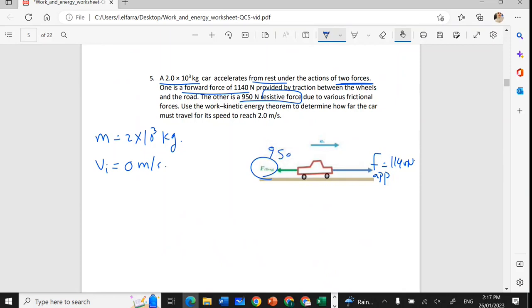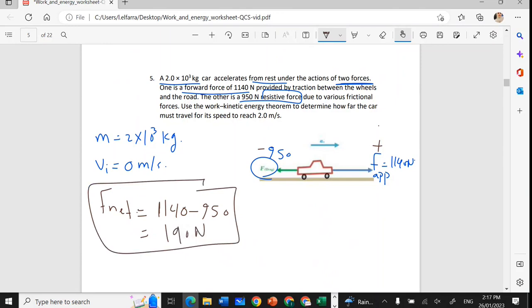So I have to find F net. Now remember, to the right, the force is positive, left negative. So F net will equal 1,140 minus 950, and this will equal 190 Newton. This is the net force acting on the object.